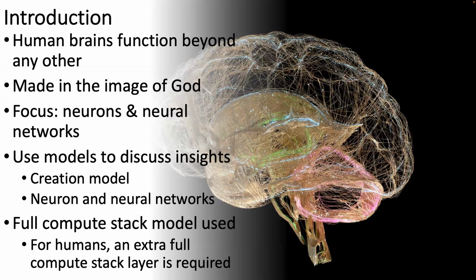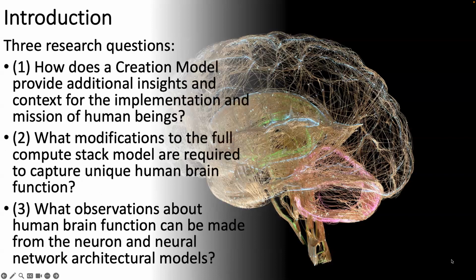To adequately include human capability, it is shown that an extra full compute stack layer is required. So I know there's a lot of different things that were going to be discussed here: theology, biology, computer science, neuroscience, and neuromorphic computing. So hopefully if you just stay with me, you'll get a better chance of what we're going to be covering.